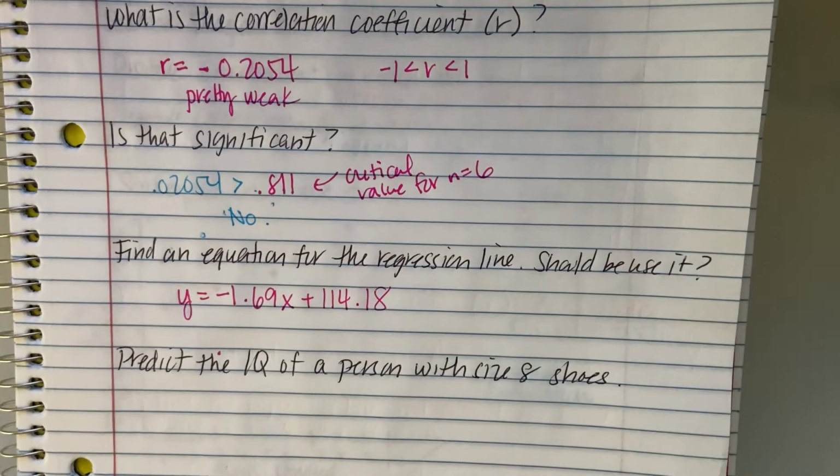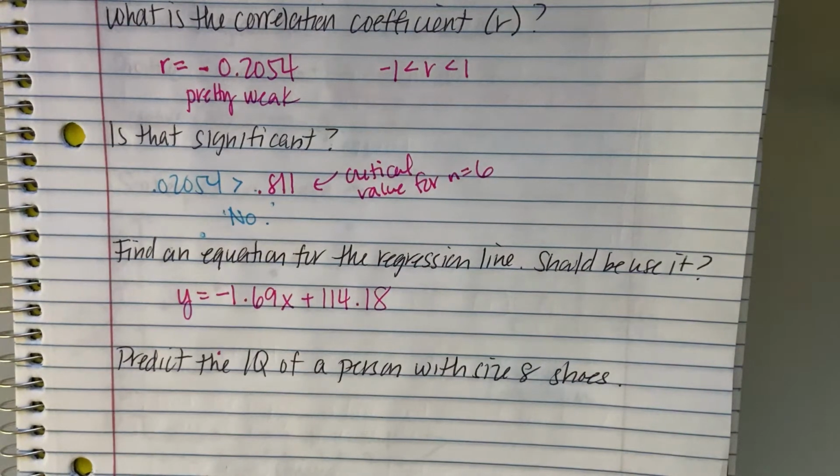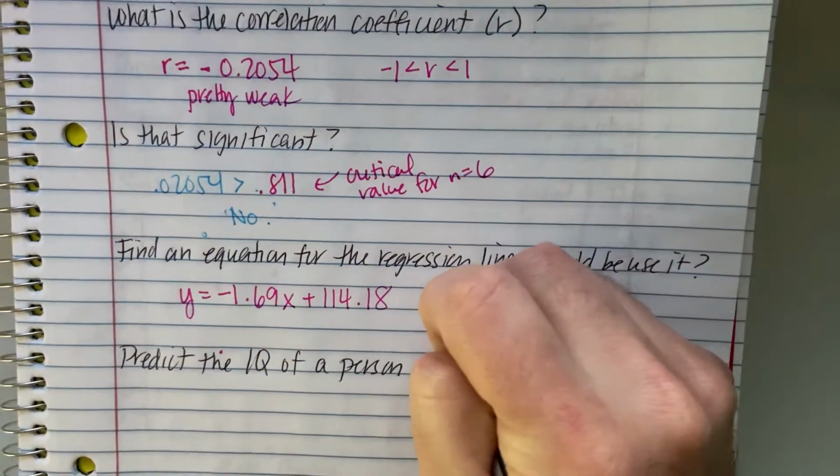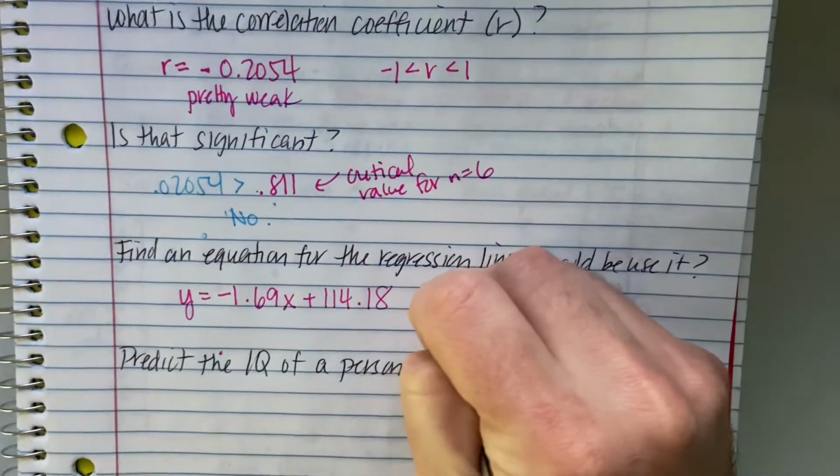That means, in theory, if you have no shoe size, your feet don't exist, you've got about 114 IQ, but for every shoe size up from there, you lose about 1.7 points of IQ. Not totally reasonable, so should we use it? Don't use it.